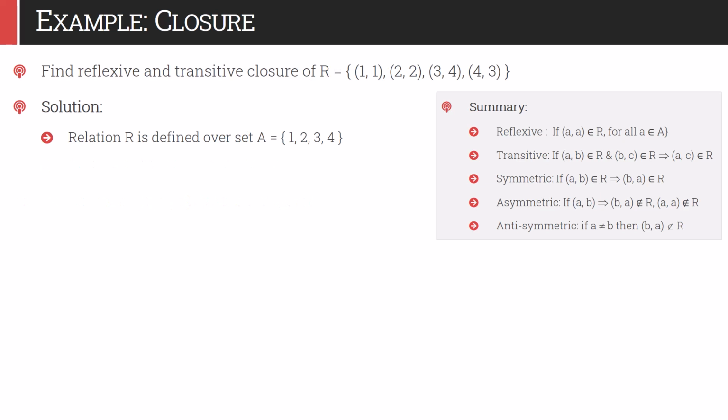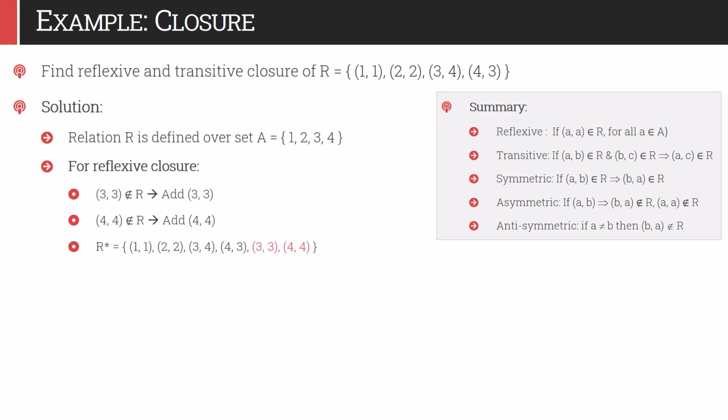Find the reflexive and transitive closure of relation R. So reflexivity says that every element should be related with itself. So the relation is defined over set A is equal to {1, 2, 3, 4}. So (1,1), (2,2), (3,3) and (4,4) should be in R. Then only we can say it's reflexive. So (1,1) is there, (2,2) is there, (3,3) is not there. So we need to add (3,3). (4,4) is not in R. So we need to add that. So if we add these two pairs, then this will become the reflexive closure of relation R.